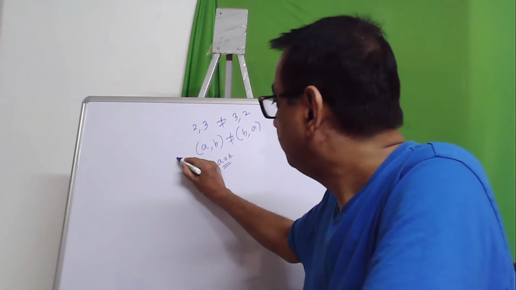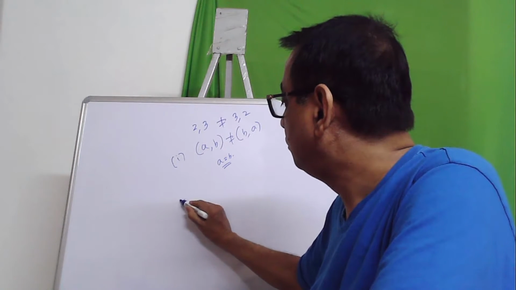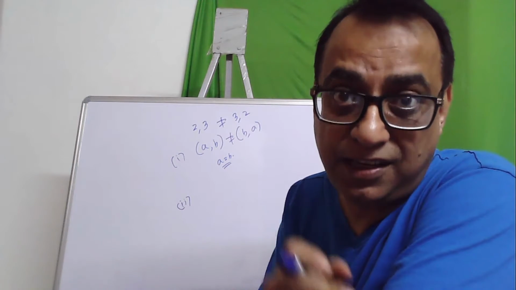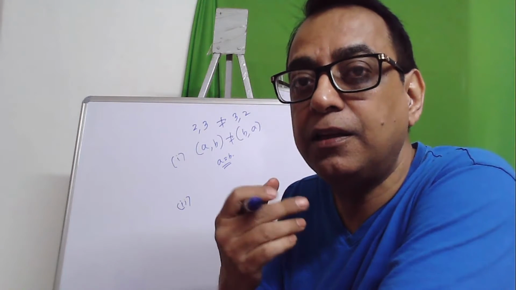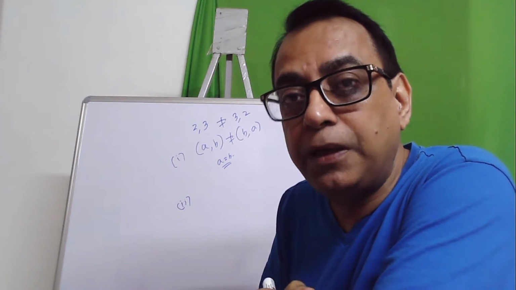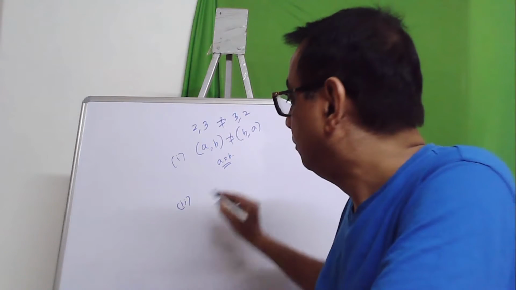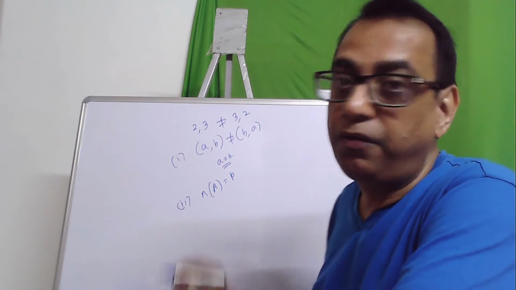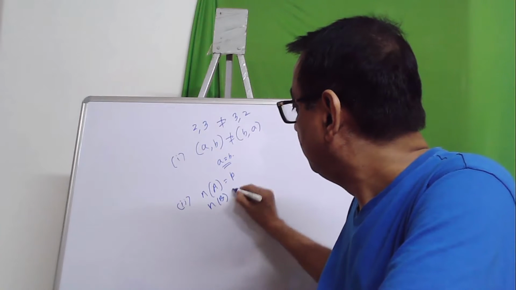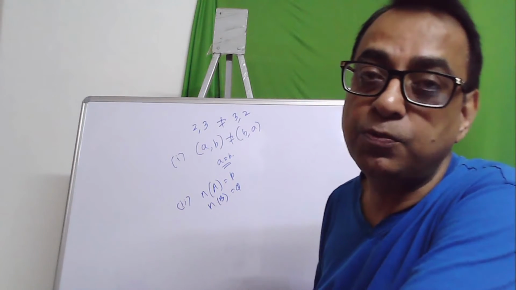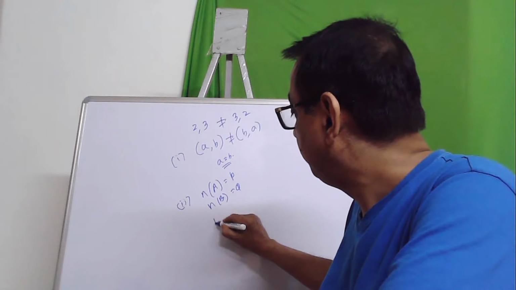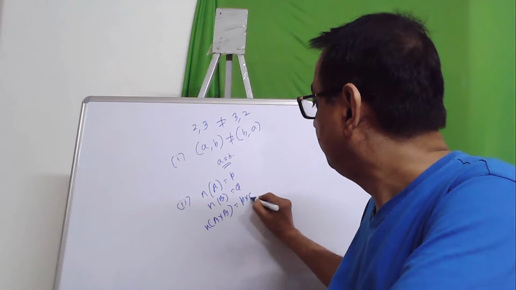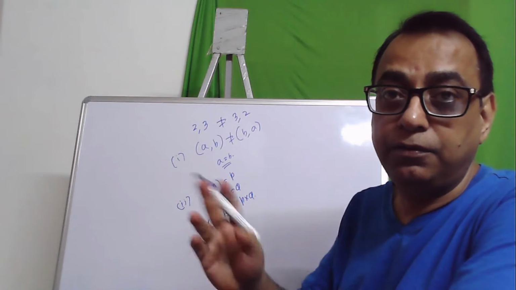Number two is that if there are P elements in set A and Q elements in set B, then the total number of possible pairs will be P into Q. So suppose the number of elements in set A is P and the number of elements in B is Q. So the total number of ordered pairs possible out of A cross B will be P into Q.